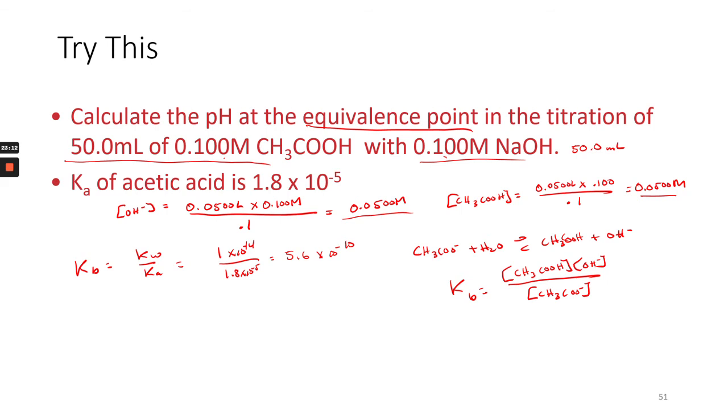So we could do our ICE table, where we have our acetate ion, our acetic acid, and our hydroxide. Now we're starting with 0.0500 molar, 0 of each. So minus x, plus x. This should look familiar. We've done this a lot, right?